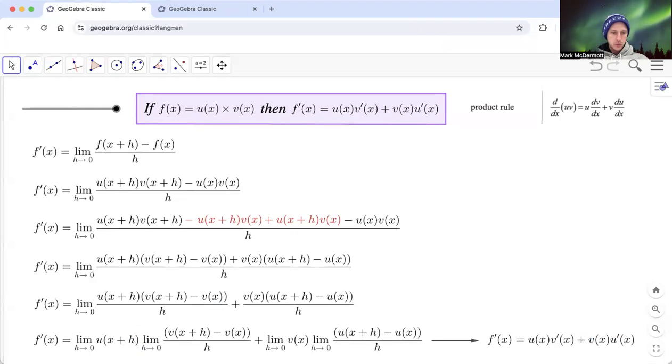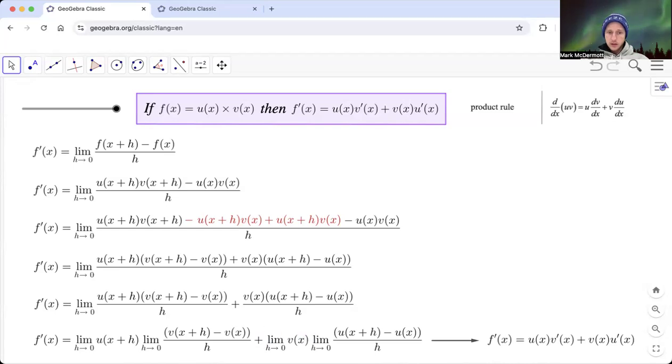So basically, this first part here, the limit as h approaches 0 of u of x plus h. Well, h is approaching 0, so you're just left with u of x. So that's that first part. This second part is just the derivative of the function v of x. Hopefully you can see how this is similar to the earlier part, just with v's instead. So this second part here is v dash of x.